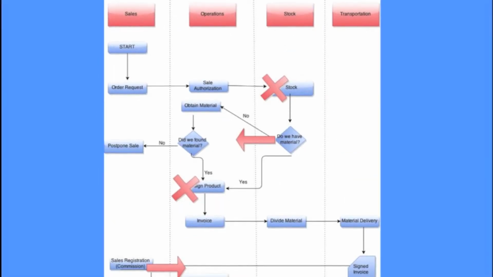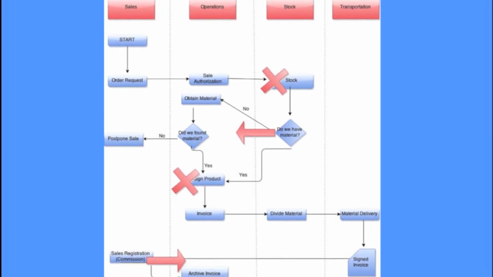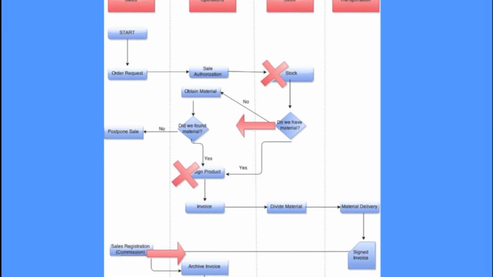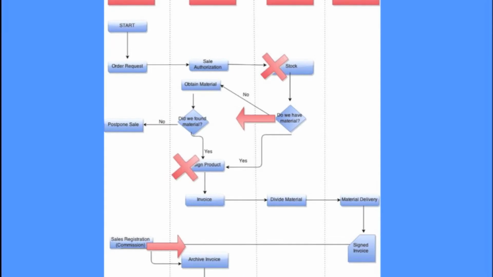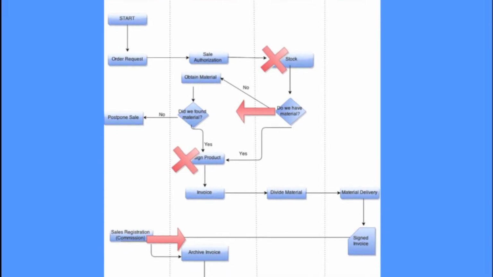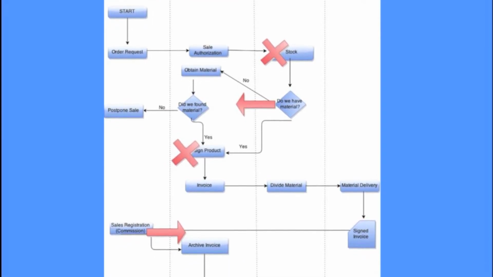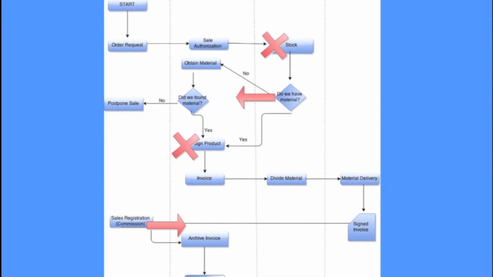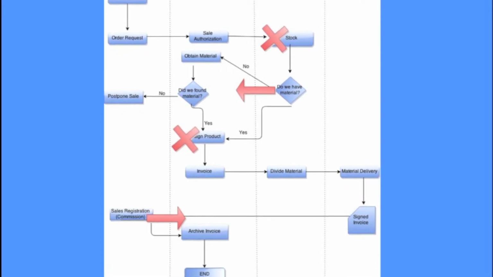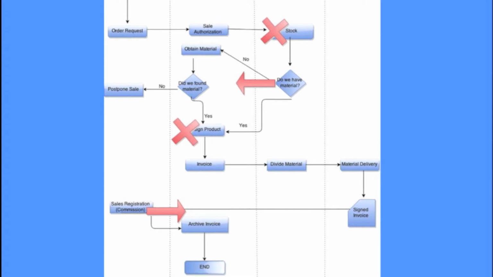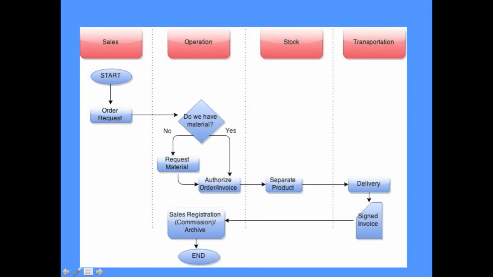So, we proposed some changes. First of all, eliminate some tasks of the process that could be done by the same person at the same time. For example, the operation department will be in charge of authorizing the order and verifying if there's enough material. If there's a lack of product, the operation department will make the request, so the participation of the stock department is not needed in this step.